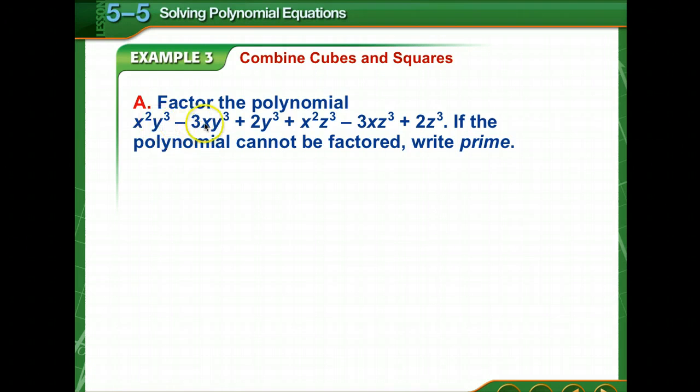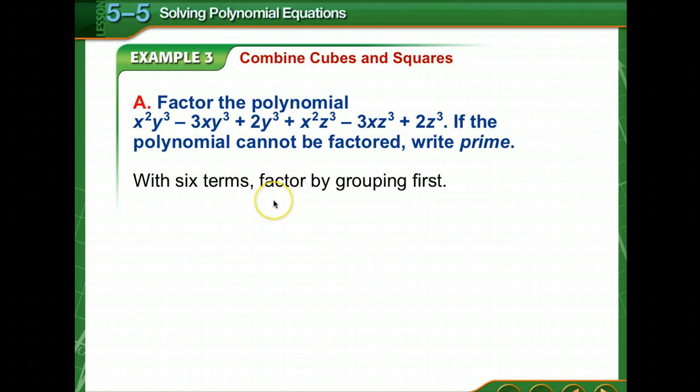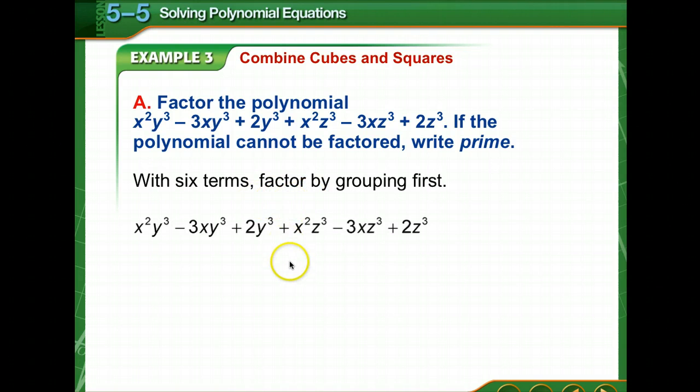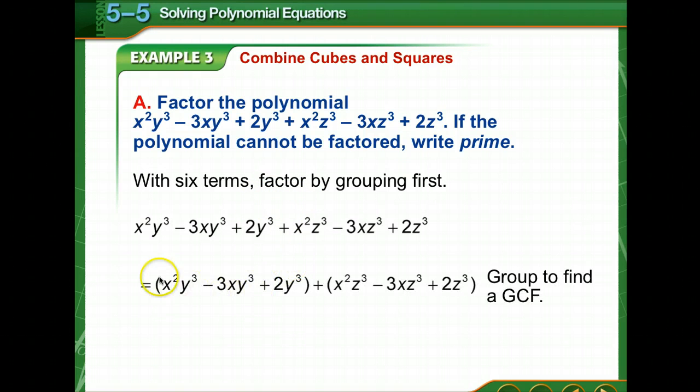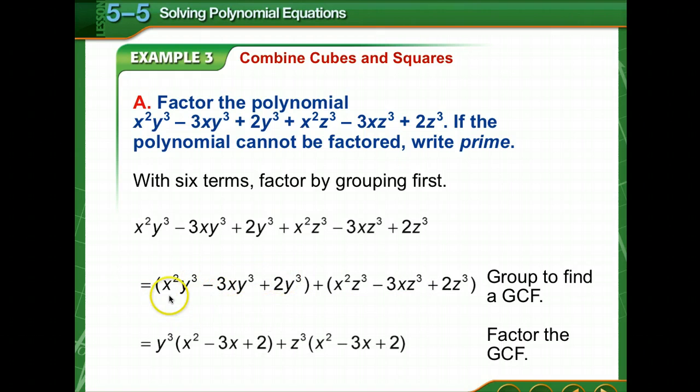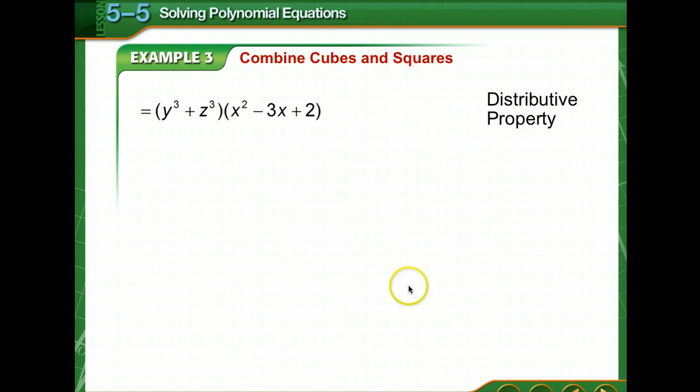We have 1, 2, 3, 4, 5, 6 different terms. So we're going to factor by grouping first. We group the first 3 and the second 3. Is there something that pulls out of all of these? y to the third is common amongst all these terms, and z to the third is common among these 3 terms. So we have y cubed plus z cubed times x squared minus 3x plus 2.